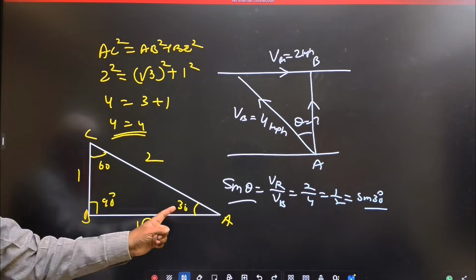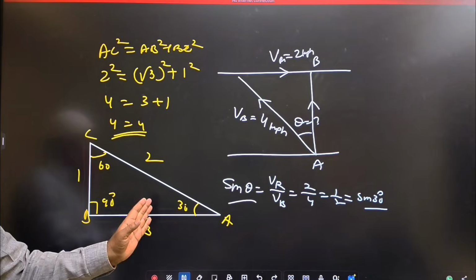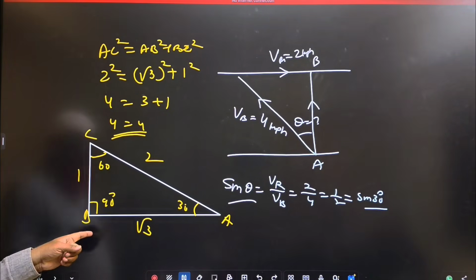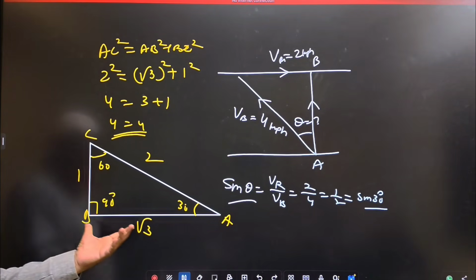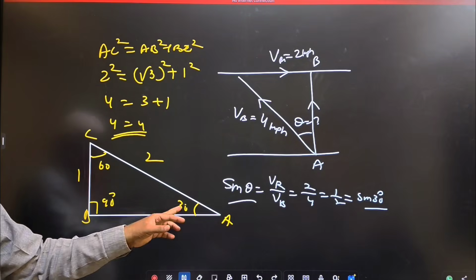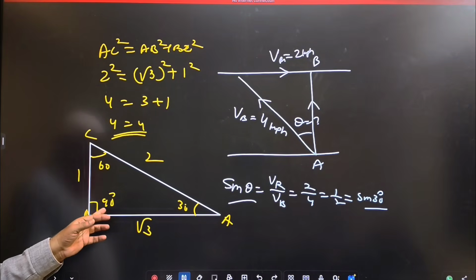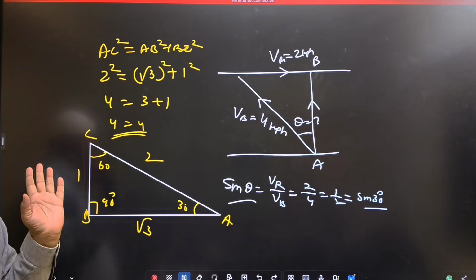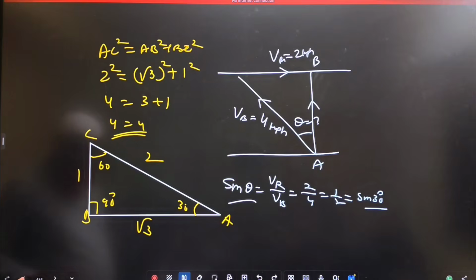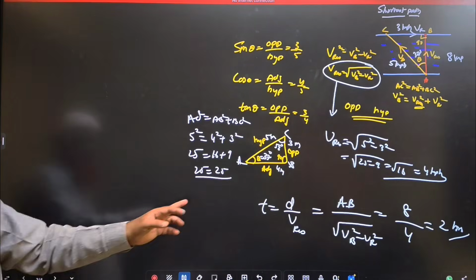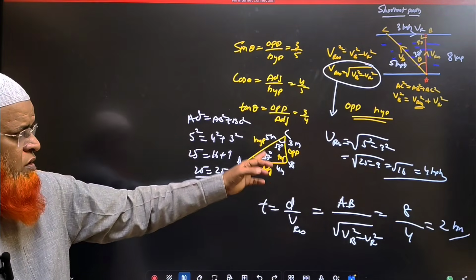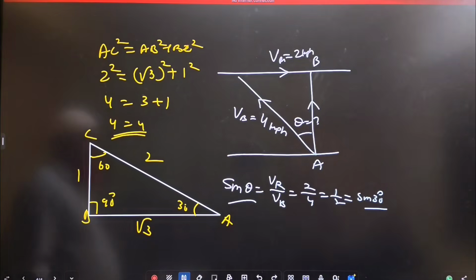So when the angles are 30, 60 and 90, the sides dimensions will be, hypotenuse will be 2, opposite side will be 1, and adjacent side will be root 3. You have to remember. If it is 37 and 53 and 90, then it should be 3, 4, 5. That's it. बोला ना मैंने previous case में? It's going to be 3, 4, 5. Understood what I am saying now?